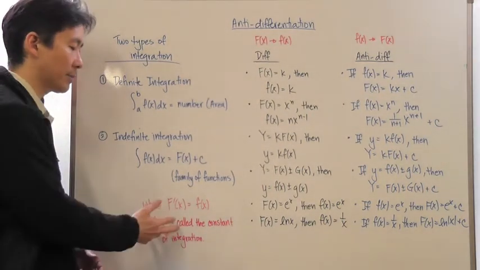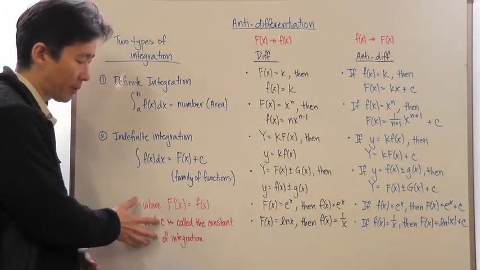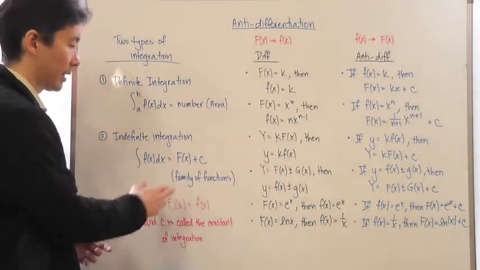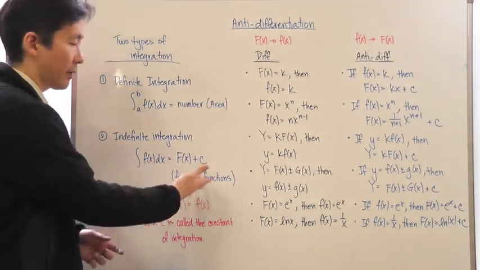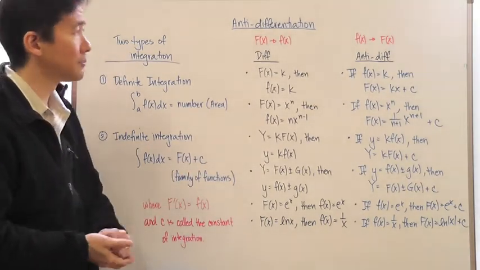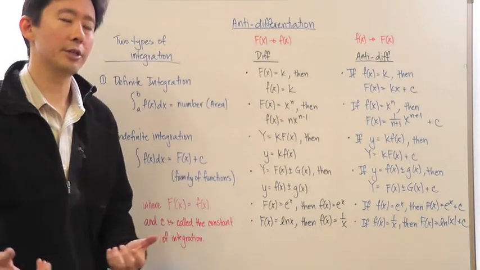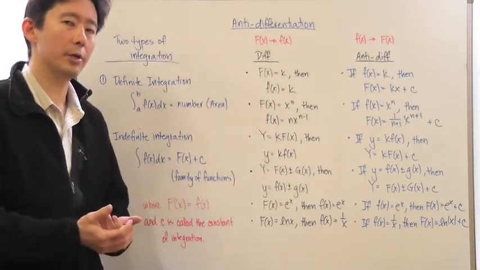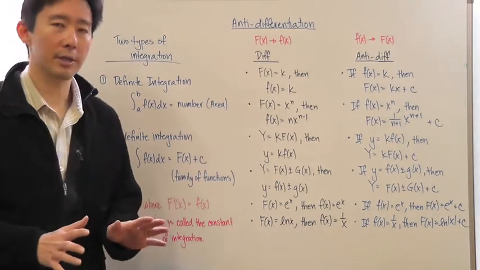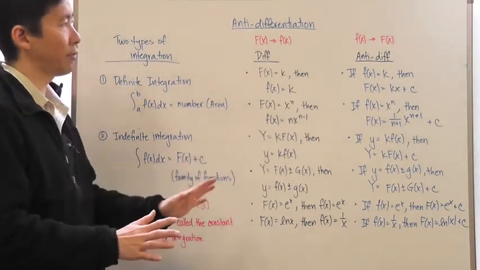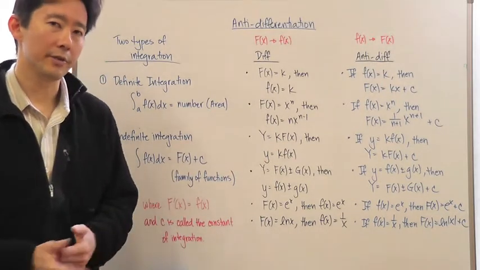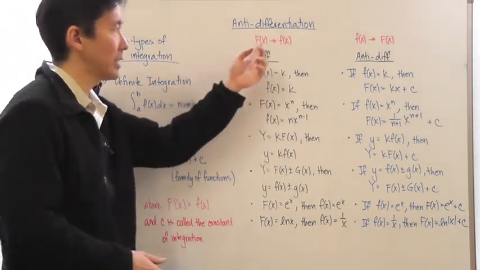Now when we get to class, we'll look a little bit more at what that c actually represents and how it affects this particular function here, so that we have a family of functions. But let's take a look more at what anti-differentiation is. Basically what we want to do is juxtapose it with differentiation, because we said before that differentiation and anti-differentiation are really inverse operations of each other. So let's take a look at this.